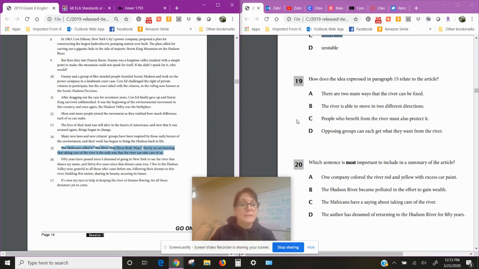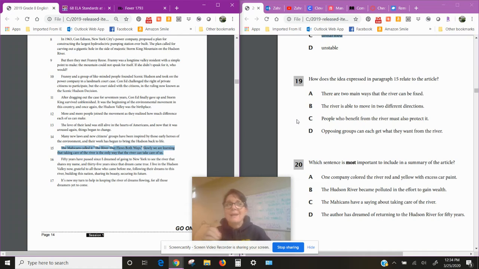Slowly, we are learning that taking care of the river is the only way that the river can take care of us. Our choices are, A, there are two main ways that the river can be fixed. Does paragraph 15 talk about the river being fixed at all? No. B, the river is able to move in two different directions. We know that because what do the Mohicans call it? The river that flows both ways. So it does do both ways.